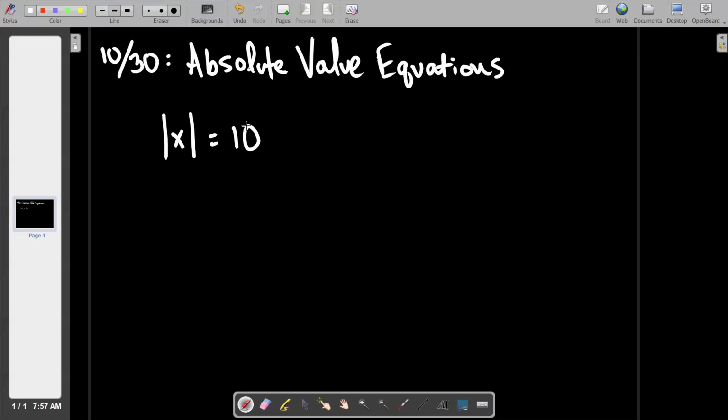How many numbers are there that are 10 steps away from zero? There are two of them. What are their names? Good. So we solve a simple equation like this by just saying that x can either equal 10 or x can equal -10. So the vast majority of the time, absolute value equations are going to have two solutions because there are two things that can make the stuff inside the absolute value what we want it to be. Okay. What about an equation like this one?